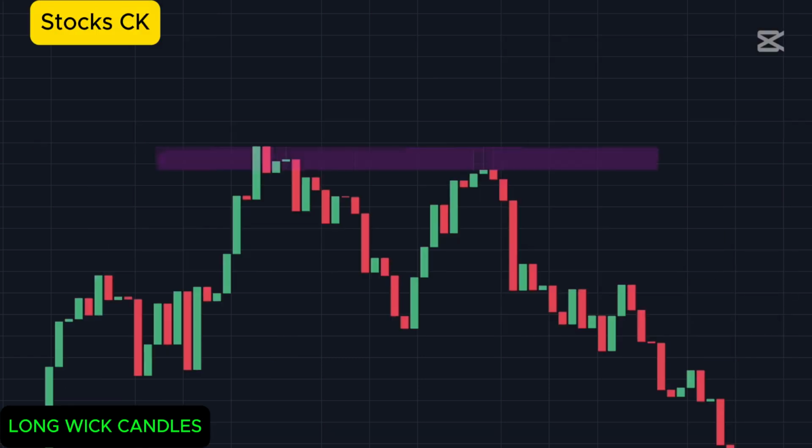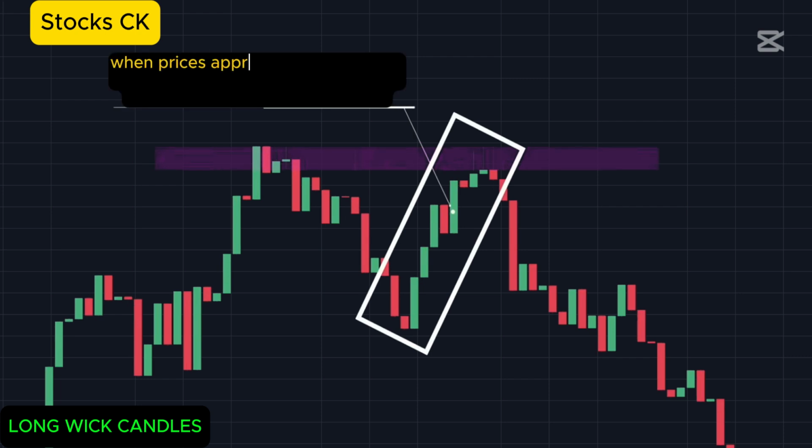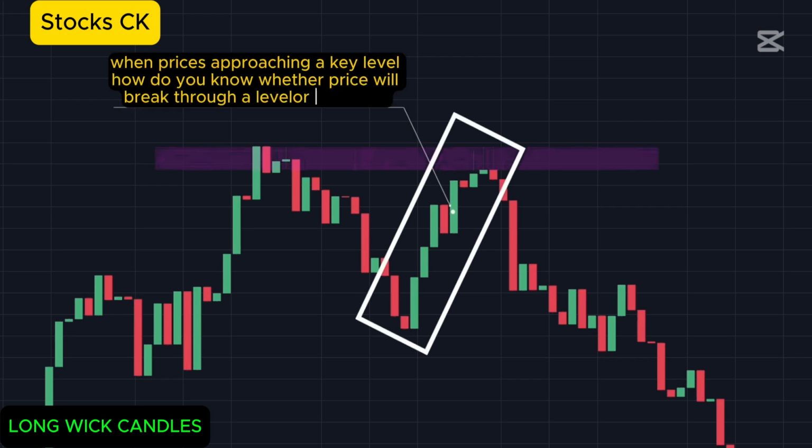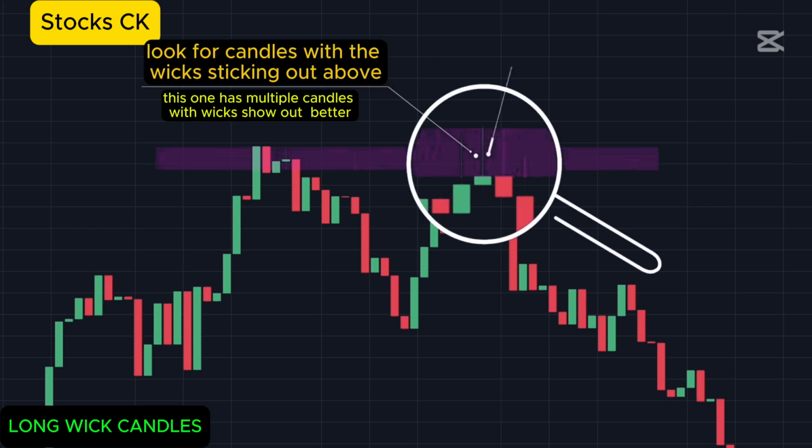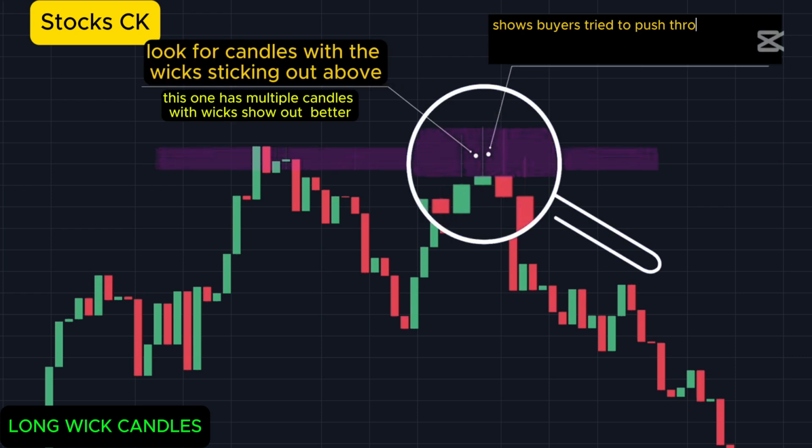So moving on. Long wicks and candles. In an uptrend, when price is approaching a key level, how do you know whether price will break through a level or react to it? Look for candles with the wicks sticking out above, like this. From a price action standpoint, it shows buyers tried to push through the level but failed and price swung back down, causing the wick to stick out above.